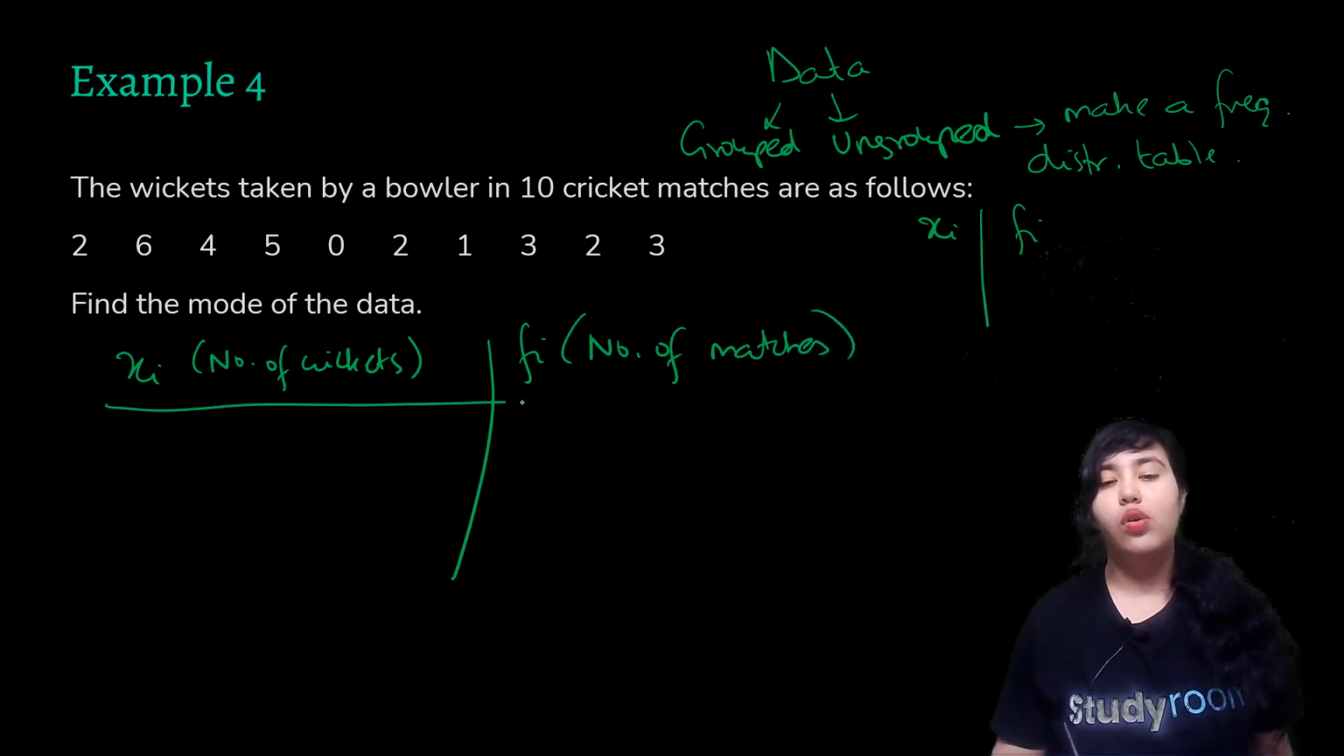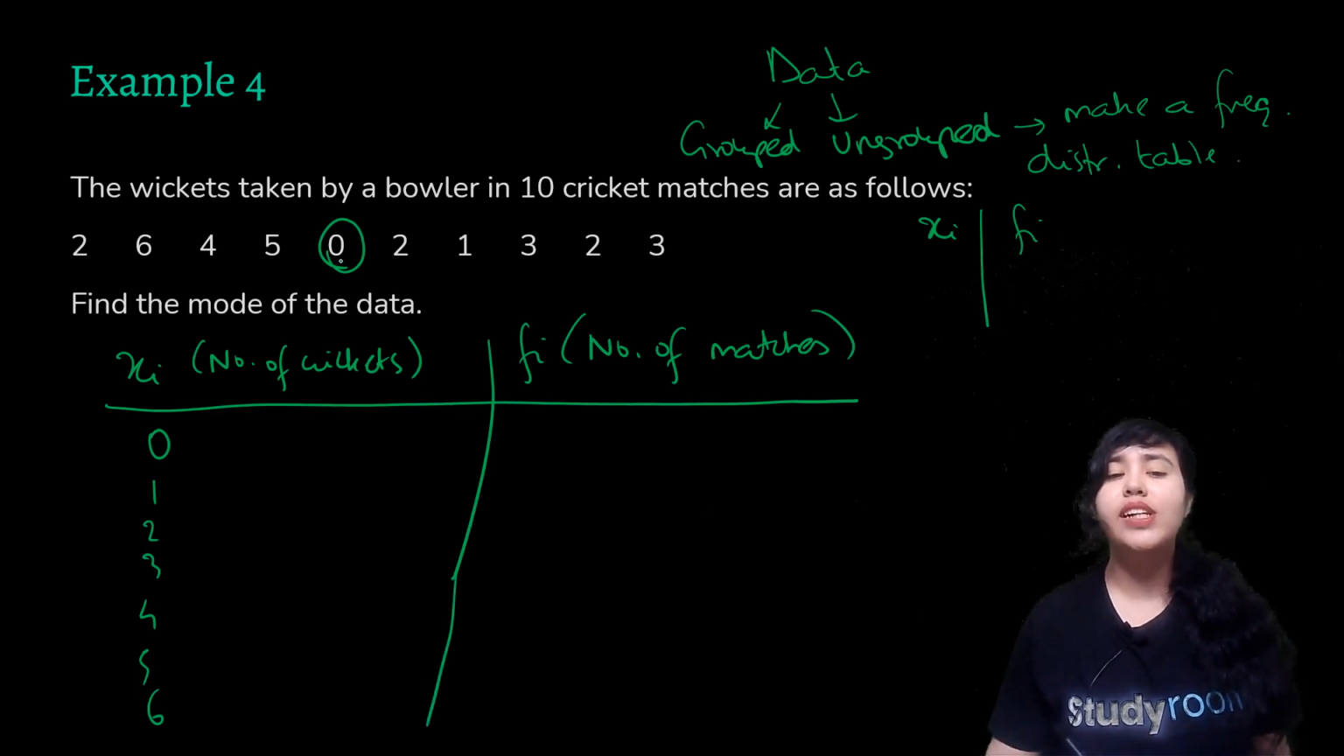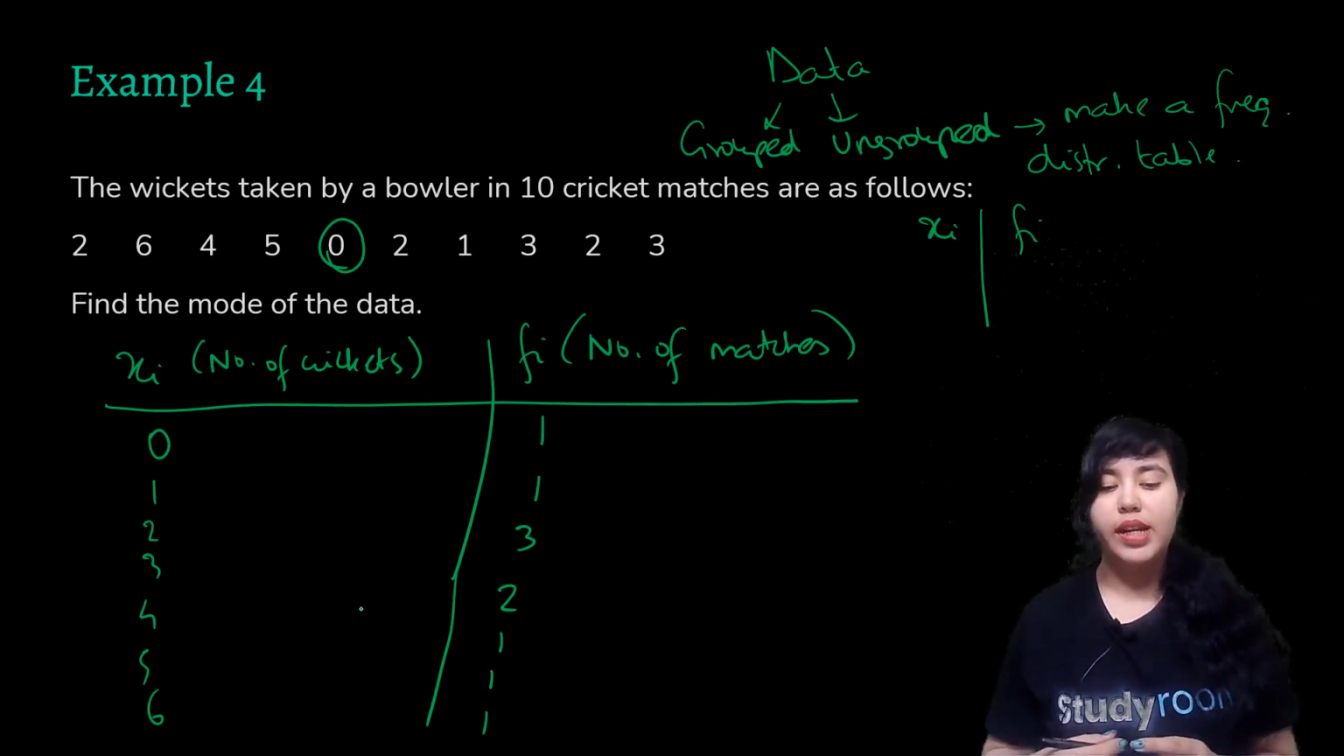Now which is the smallest observation here? That is 0. So let's write that 0 first. Then we have 1, 2, 3, 4, 5, 6. So 0, 1, 2, 3, 4, 5, 6. Now how many times is 0 occurring? It's occurring only once, so the corresponding frequency would be 1. 1 is occurring how many times? Only once. 2 is occurring how many times? 3 times. What about 3? 3 is occurring twice. 4 is occurring once. 5 is occurring once. 6 is occurring once. So this is the frequency distribution table that we obtain in this case.